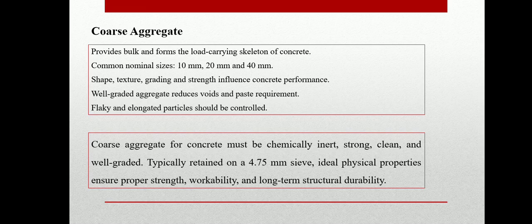Coarse aggregate. This is the material retained on a 4.75 mm sieve, and it forms the load-carrying skeleton of the concrete. It provides the bulk volume. Common nominal sizes we will encounter are 10 mm, 20 mm, and 40 mm aggregate, chosen depending on the application. Thinner sections need smaller aggregate. Mass concrete can use larger sizes.